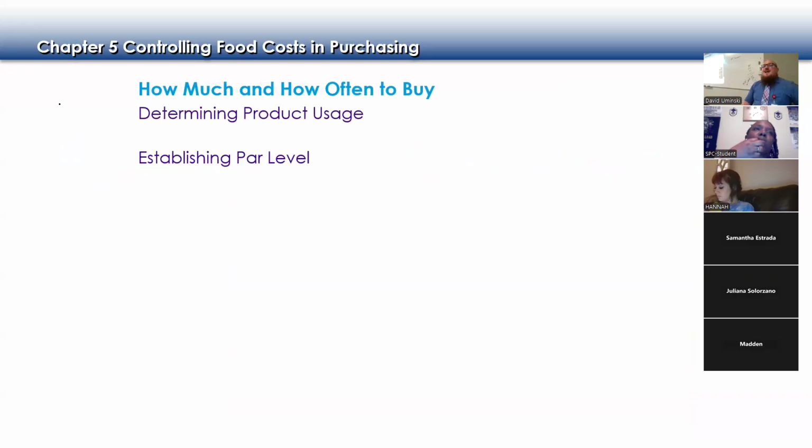So we want to determine how much we actually use of a product. This could be trial and error. You can purchase some product and then see how much you use of it. Also, knowing your recipes and how many your recipes serve is going to help you determine how much product to buy. And then we want to establish this par level.